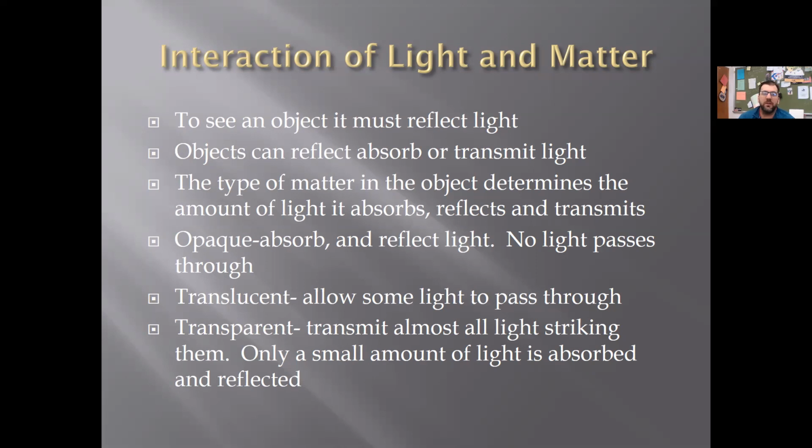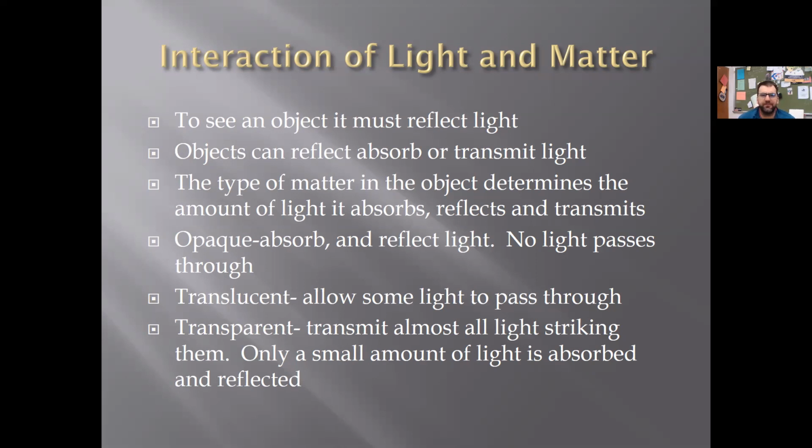The other way we could describe something would be translucent. It allows some light to pass through. Not all of it, but some of it. The biggest example of something translucent would be tracing paper. Okay, you put tracing paper over something to trace something the way it looks like. Okay, it's not real clear, but you can still see the outline of it.